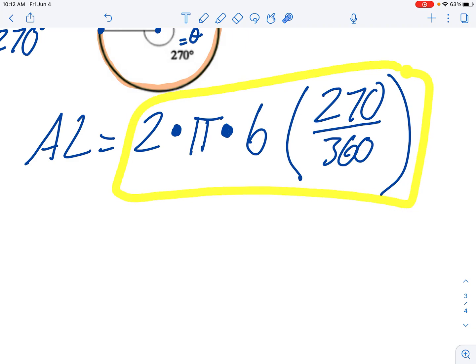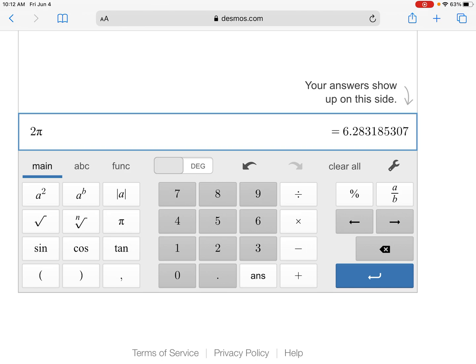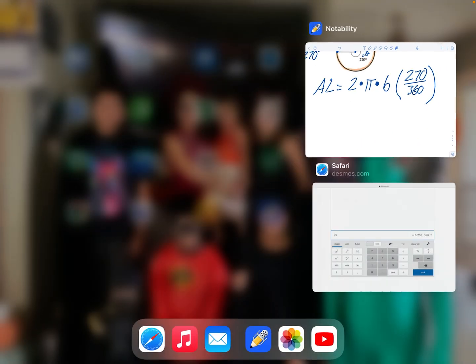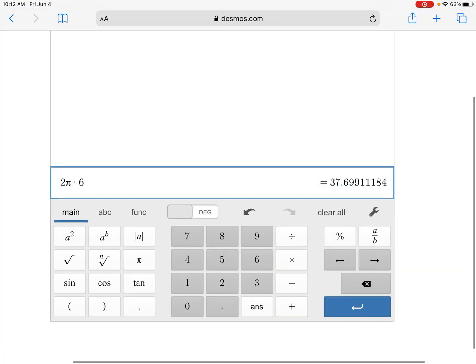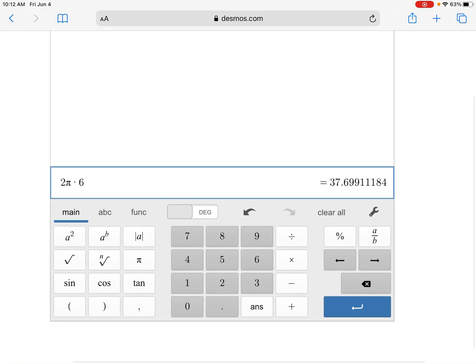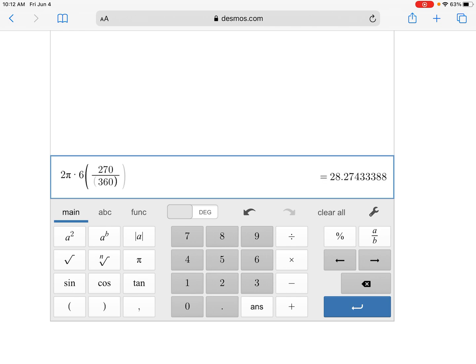So what we're going to do is we're going to take this and put this into the calculator exactly the way that we see it. Okay? So we're going to say 2 pi. Everyone see that pi symbol right there? There's pi. So let me start over again. 2 pi, right? Times 6, and then it says parentheses 270 divided by 360, close parentheses.